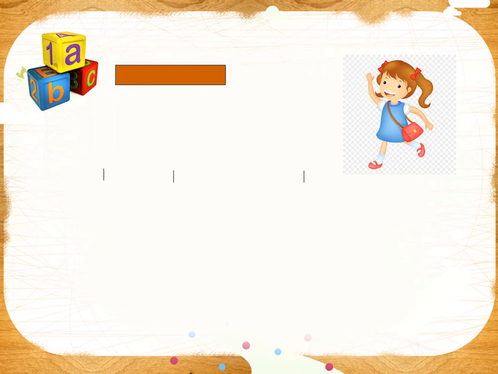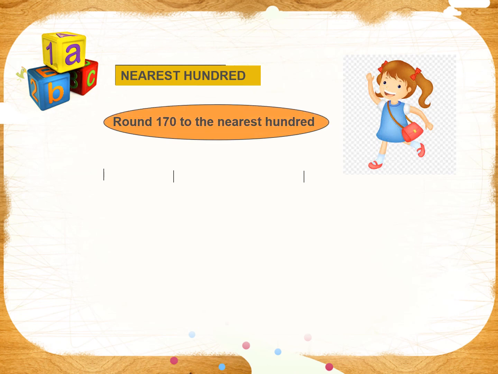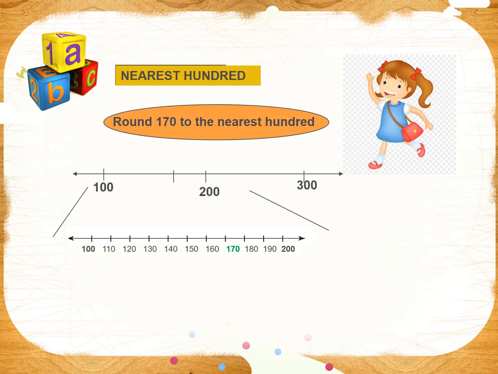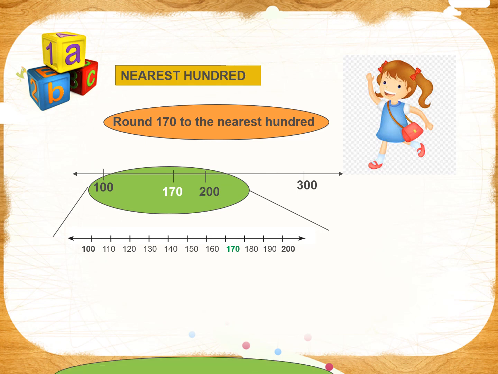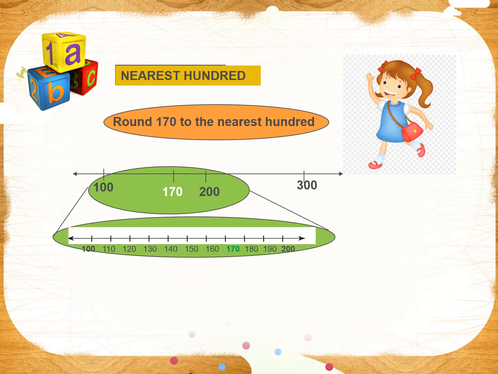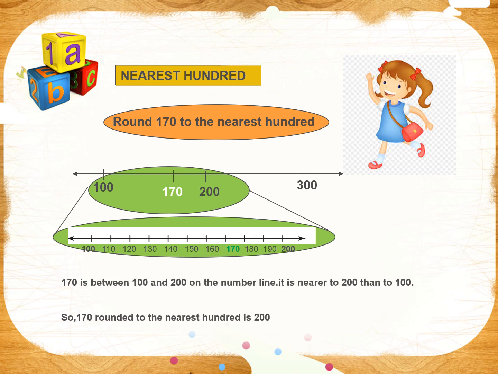Let's see the nearest 100. Round 170 to the nearest 100. Let us see where 170 lies on a number line marking hundreds. So 170 is between 100 and 200 on the number line. It is nearer to 200 than to 100. So 170 rounded to the nearest 100 is 200.